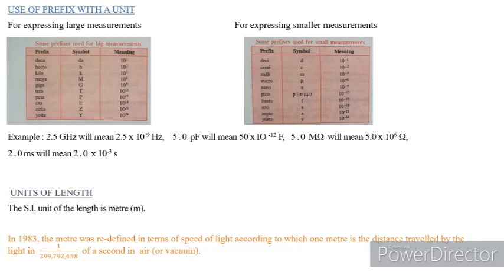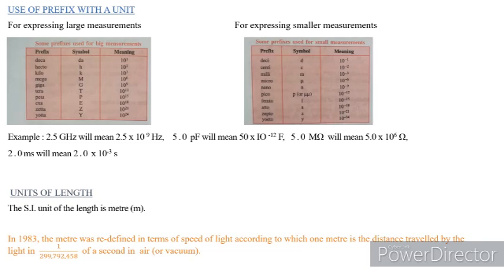light, according to which 1 meter is considered as the distance traveled by light in 1/29,97,92,458 of a second in air. So that precisely they have defined how 1 meter is, and they have kept it up to this day as the standard measurement for 1 meter. Okay, I hope it is very clear for you.